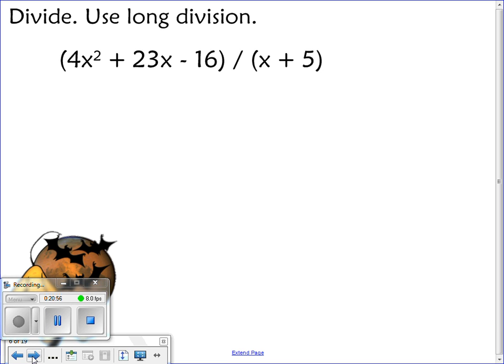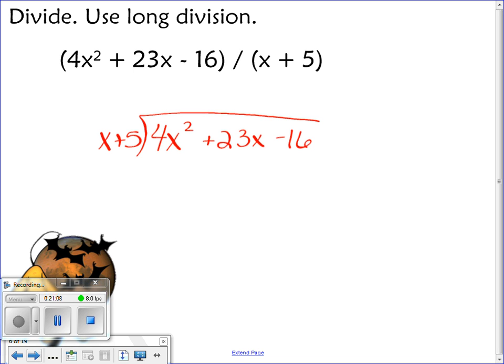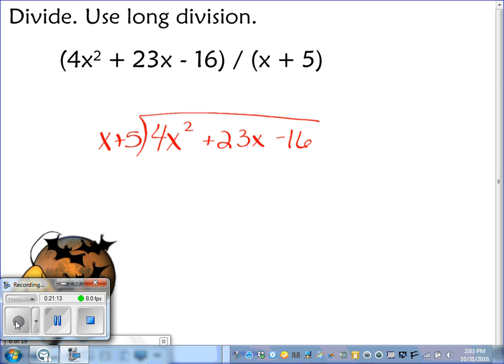All right, here we go, guys. Let's rewrite them. 4x squared plus 23x minus 16 divided by x plus 5. Why don't you guys try this one on your own? Here you go. I don't know the answer. I got to work through it.